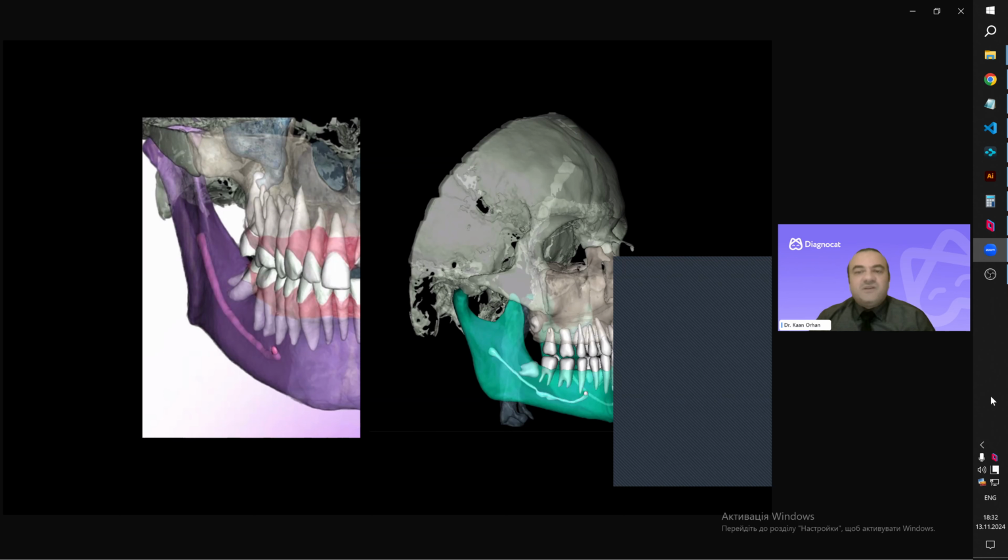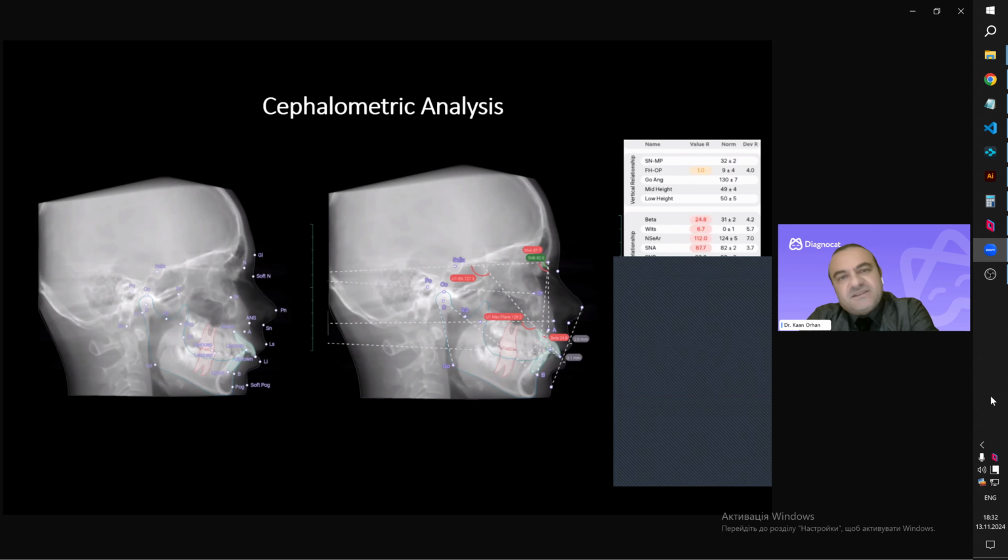Now think about this. If I'm just going to extract the tooth without knowing about this tumor, it is going to be huge and challenging, and we will need additional treatment for the patient. All right. Having said that, let's jump to the cephalometric analysis and orthodontics.